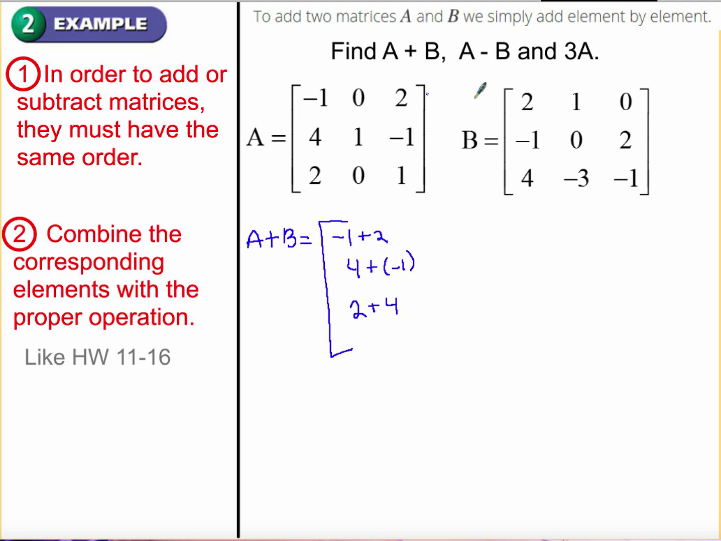Now let's start with the second column. So we'll add together our second column. So I've got 0 and 1. 1 plus 0. And 0 plus -3.